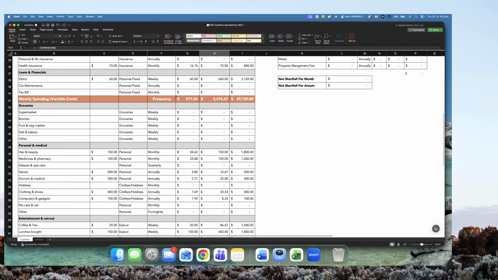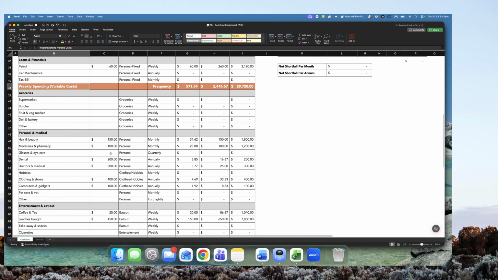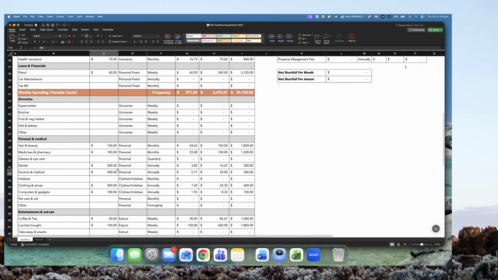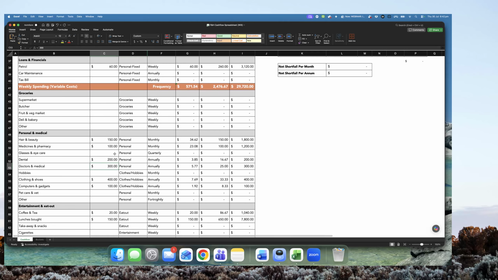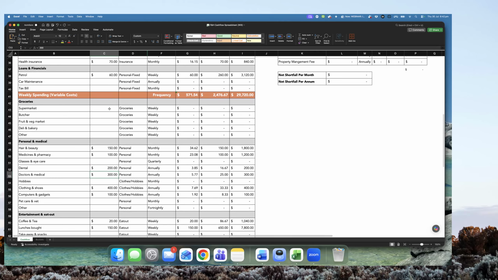So weekly spending. This is just all the random bits and pieces. Hair and beauty, 150. Sure, you spend more than that. Haircuts in Bondi, mate. To look this bad, it's expensive. Ridiculous. Dental, doctors. What about groceries? You haven't put anything for groceries? No, I thought I'd put in like $200 a week. I eat quite a lot, so yeah, 200 bucks a week. Probably more realistically 250. My closest supermarket is Woolies, and they rinse me every time I go in there. So yeah, 250, I think.